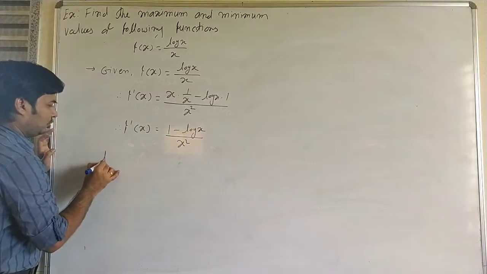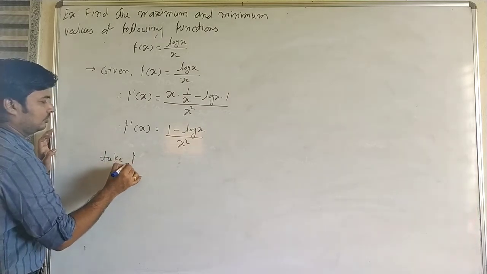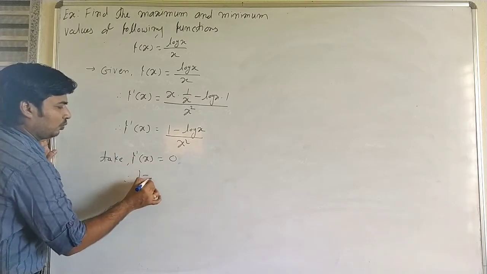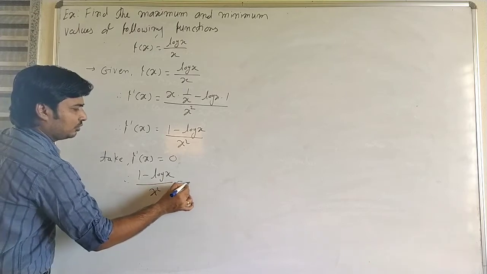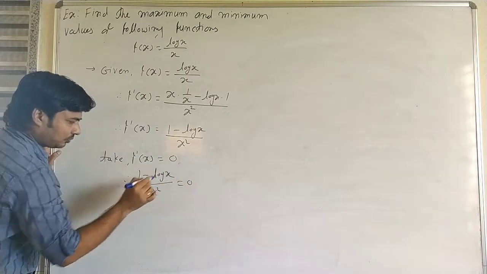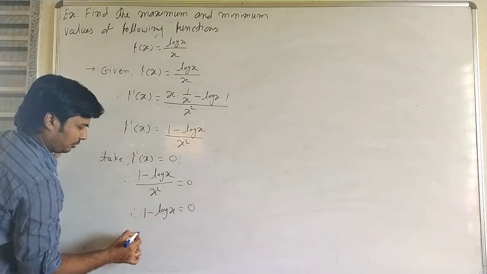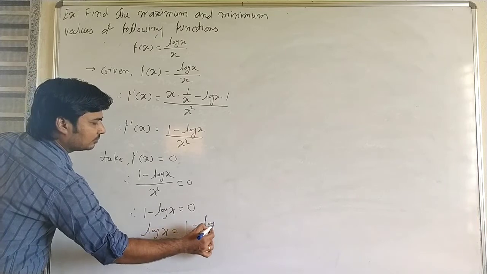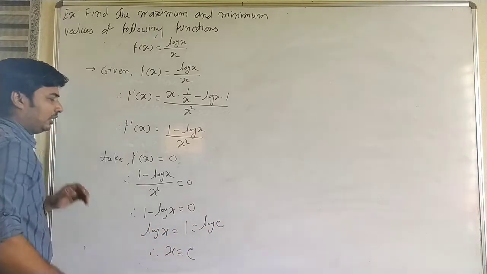Then to find the turning point, take f dash of x equal to 0. Therefore 1 minus log x upon x square is equal to 0. Here x is not equal to 0 because it is log x. So 1 minus log x is equal to 0. Log x is equal to 1, that is log e, and therefore x is equal to e. It is the value of x.